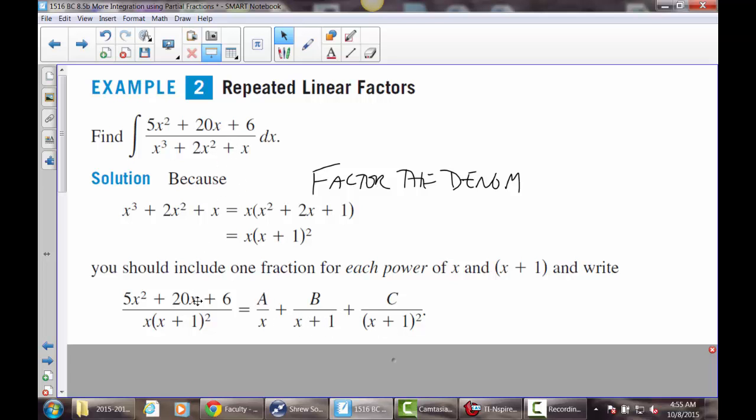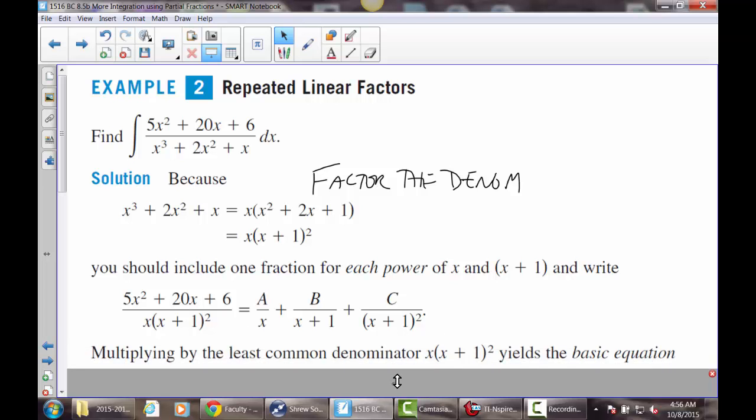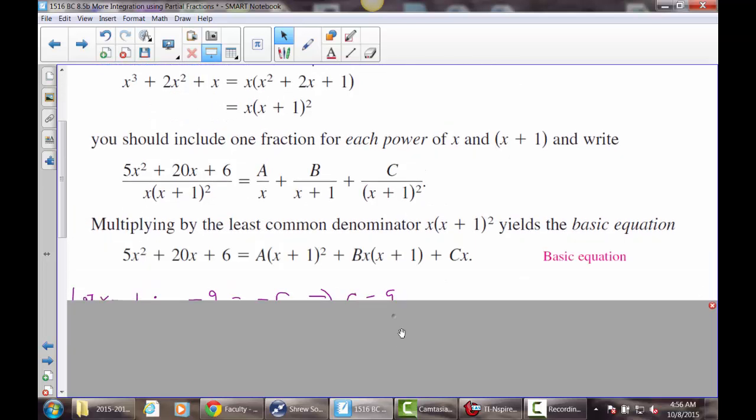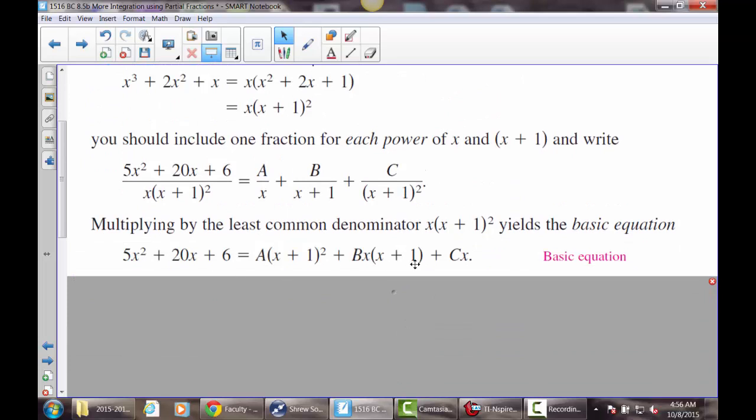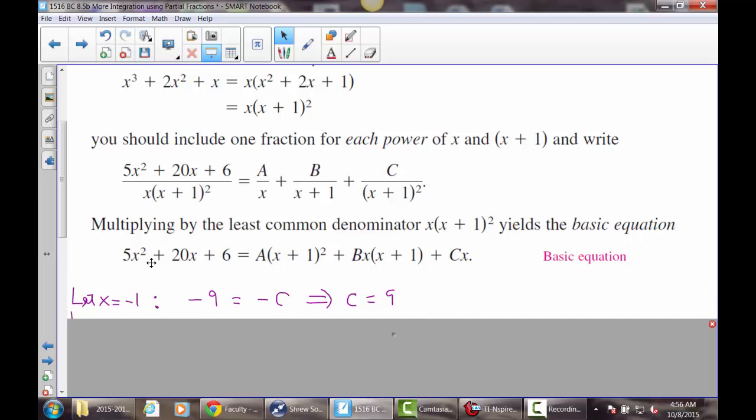So you take this fraction with the denominator factored. You have these three fractions here. You're going to multiply both sides by the LCD, which is x times x plus 1 squared. Once you've done that, you will end up with this expression. So remember, what we're going to do is purposely let x equal -1 so that this will become 0. When we do that, replacing x by -1 on the left, we get -9. This term is 0, this term is 0, and we have -1 times c, so c is 9.